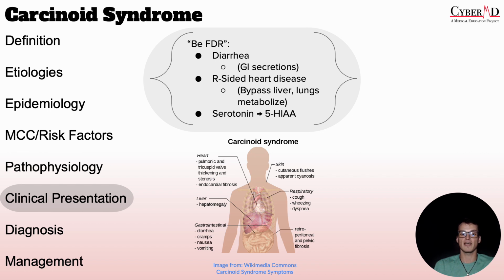It's also extremely high yield to remember that the reason that there is no progression from right-sided heart disease to include left-sided heart disease is that serotonin secreted by the tumor is metabolized into a substance known as 5-HIAA as it passes into the lungs and encounters type 2 pneumocytes. Again, type 2 pneumocytes are going to convert serotonin in the lungs into 5-HIAA.